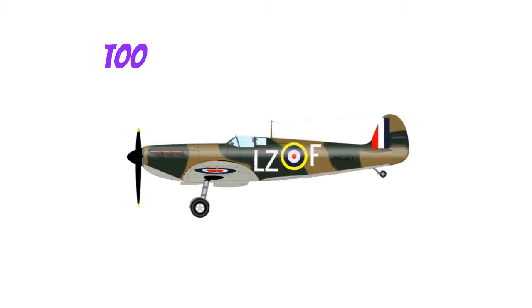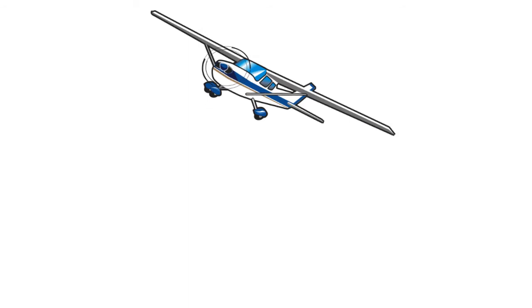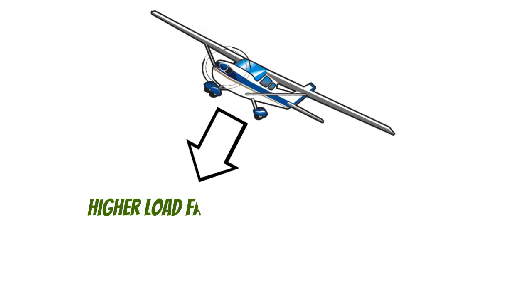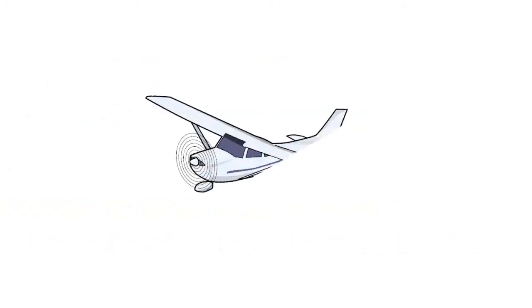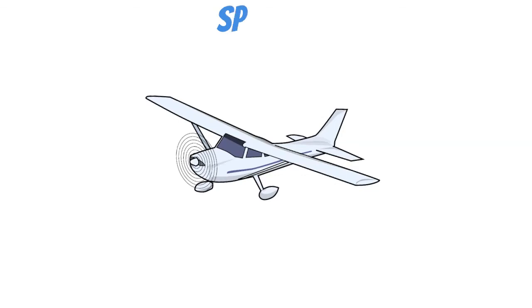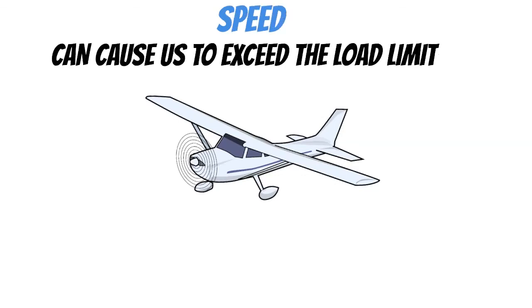If we exceed our airplane's G limits, we could potentially damage our airplane's wing structure, or worst case, we could break off the wings. Let's talk about a couple more things real quick before we get out of here today. One important thing for you to remember is that anytime you increase your load factor, your stall speed will also increase. But remember, the airplane always stalls at the same angle of attack. Also, speed is the biggest contributor to higher load factor. The faster the airplane's moving, the easier it is to exceed your airplane's load limitations.